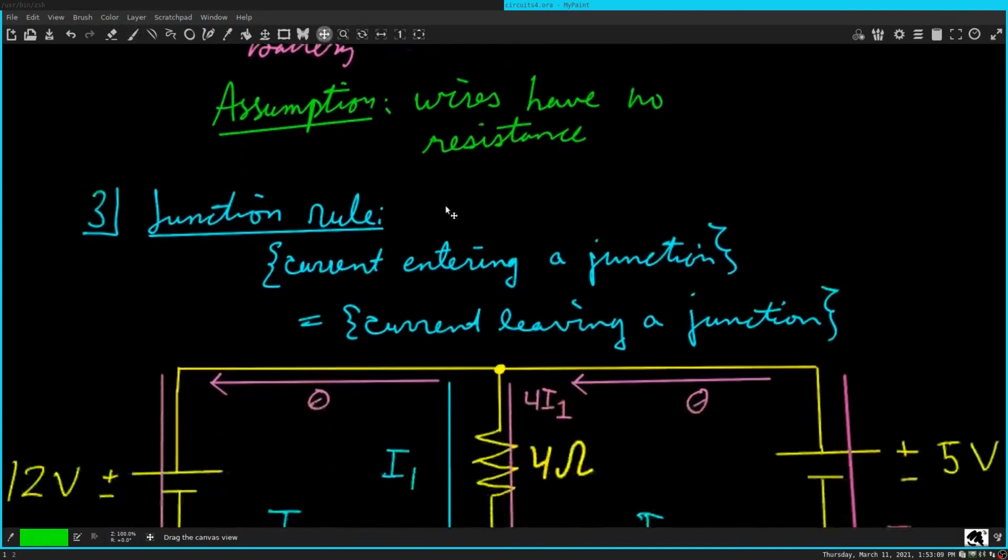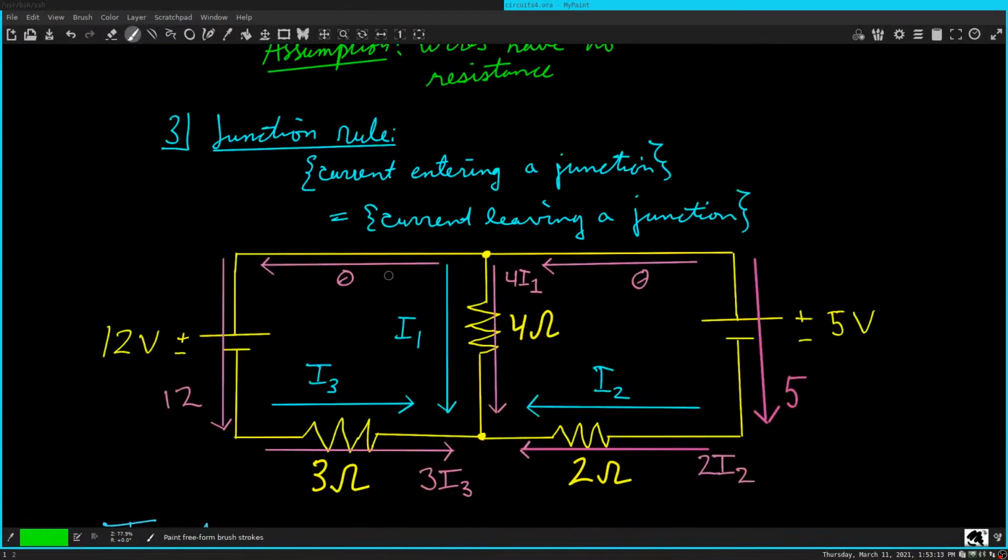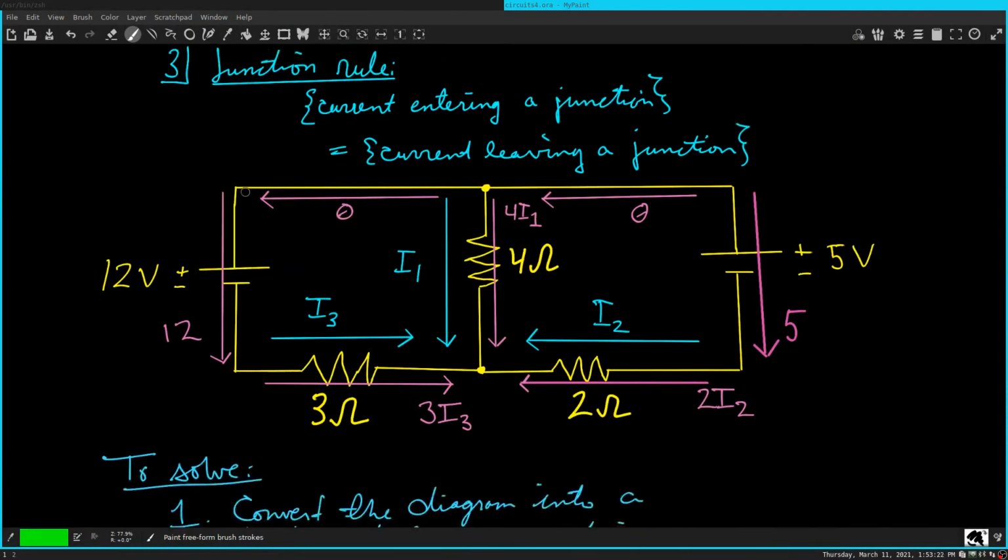Junction rule, this is the last rule, and then I redrew the circuit down here in a much more colorful way. The junction rule is that the current entering a junction is equal to the current leaving a junction. So let's just look at the circuit really quick. Train your eyes, just look at the yellow. The yellow is just the same diagram as above, and I redrew it in a little bit more careful way. We have two batteries, one's 12 volts, one's 5 volts, the three resistors in the same configuration.